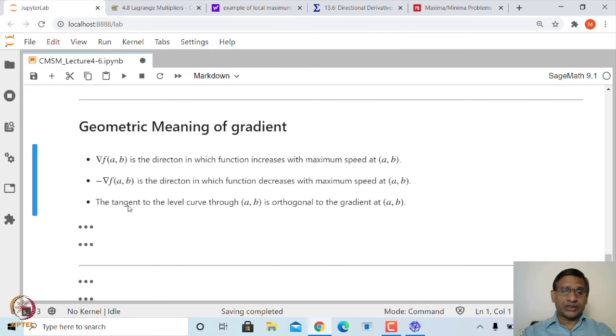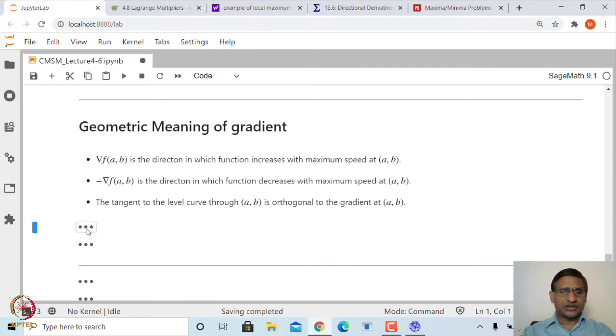And the second thing is, if you look at the tangent to the level curve, any level curve z equal to, let us say, c, that means you are looking at f of x, y equal to c. That's the level curve at z equal to c. And take any point on the curve, let us say (a, b, f(a, b)). At that point, if you look at the gradient, it is orthogonal to the tangent, right. So this is the meaning: the tangent to the level curve is orthogonal to the gradient at (a, b).